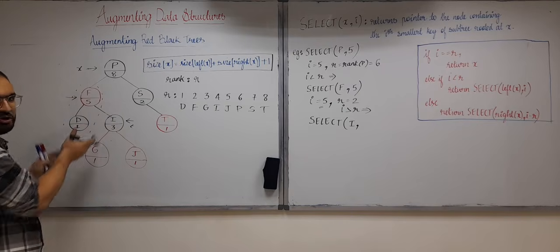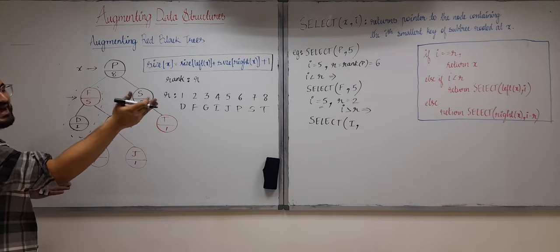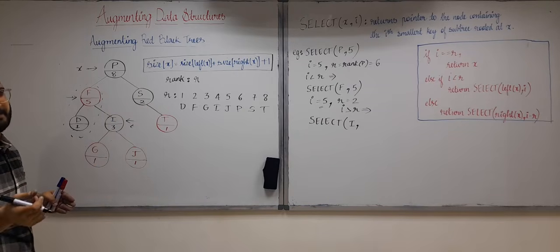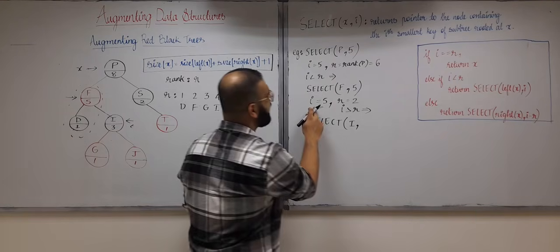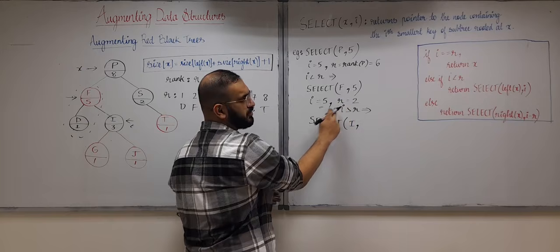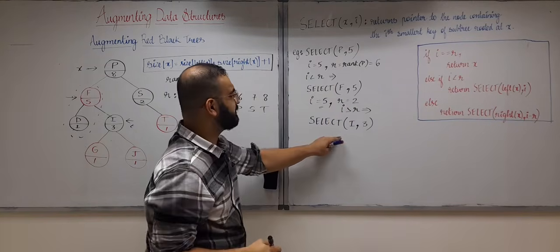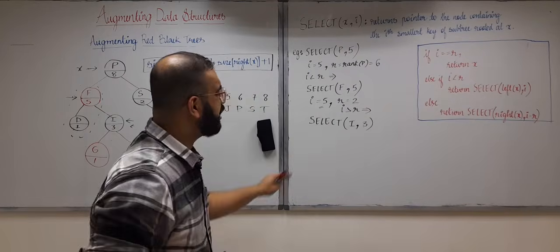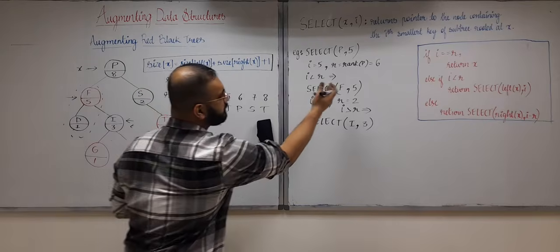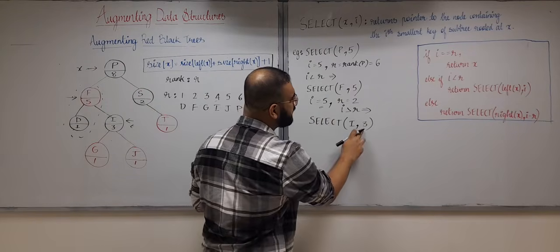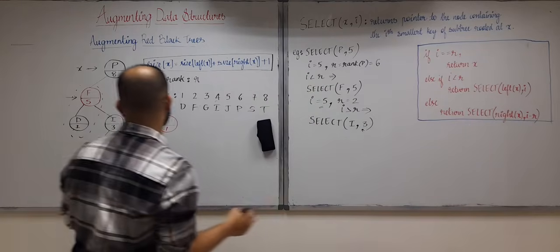If you think a little along these lines, you will understand why we write i minus r instead of i in this recursive call. Here, i is 5 and r is 2, so 5 minus 2 is 3. This will be the next recursive call. So now we have select(I, 3). Earlier we were looking for the fifth smallest element, but now we are looking for the third smallest element.